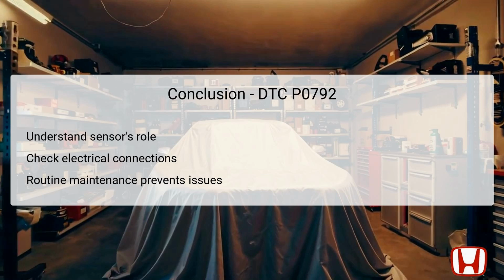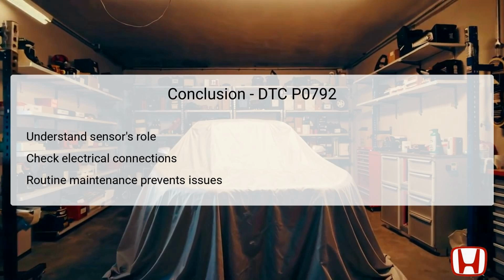In conclusion, the DTC P0792 highlights the importance of the intermediate shaft speed sensor in Honda Civics from 2016 to 2021. Understanding the role of this sensor and its impact on the transmission system is crucial for identifying and resolving issues effectively. Emphasizing checks on electrical connections can help pinpoint the root causes of faults more quickly, ensuring a more efficient diagnostic process.